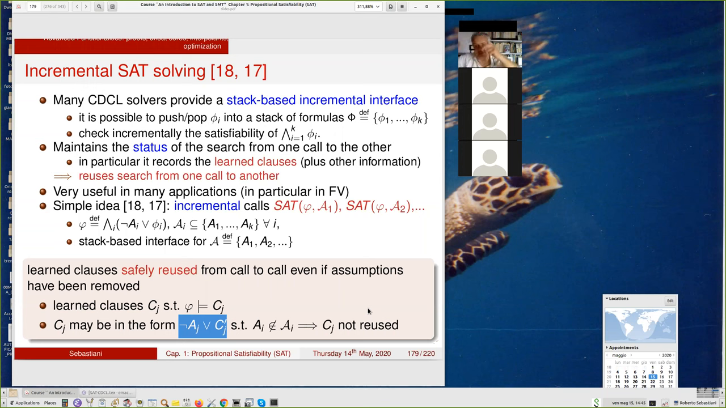It just requires some little overhead here because you have to maintain the data structure of the clause, okay? But it's completely inactive, okay? There's no problem, no cause, no possible conflict, okay? Because you can always make it true by assigning AJ to false.